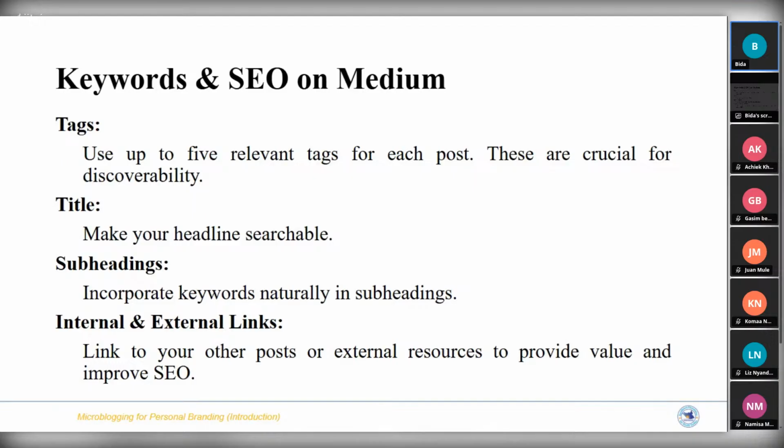And then you also need to do what we call subheadings. Like I said, under your heading or under your title, you need to put a subtitle, and then within your article you could put subheadings that help incorporate keywords naturally. And then also you can do internal and external links. You can link to your other posts on Medium, or you can link to external resources to help provide value and also improve your search engine optimization. As you write, you could refer to some of your articles that you wrote on Medium, and you can link those articles using the option I showed you earlier when we were writing the article that we published.